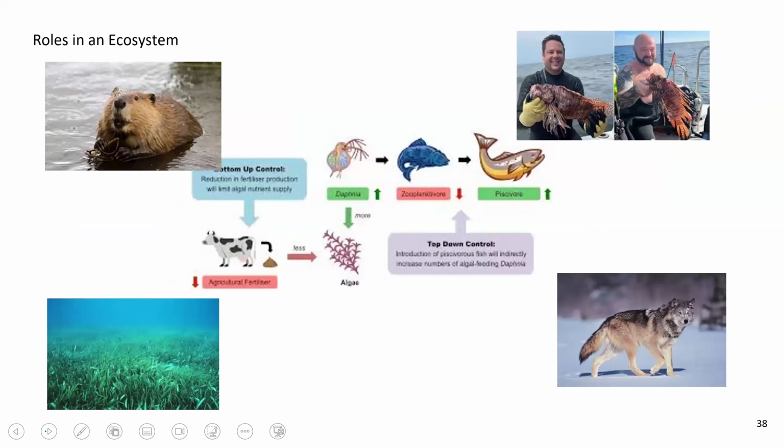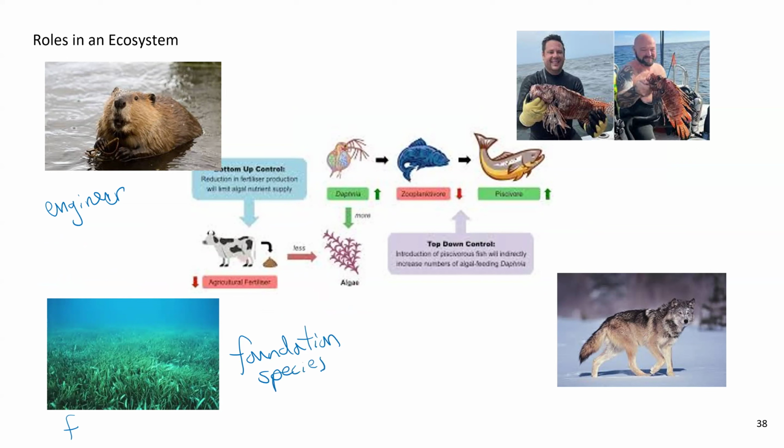And then we also looked at roles in the ecosystem. So we had ecosystem engineer: the beaver builds dams, and that affects the whole habitat. We have foundation species. They make up the base of the food chain. We have invasive species, species that aren't supposed to be in the food chain.